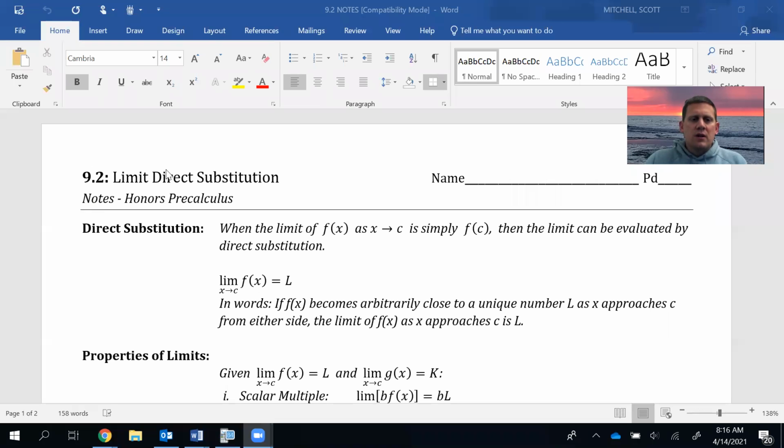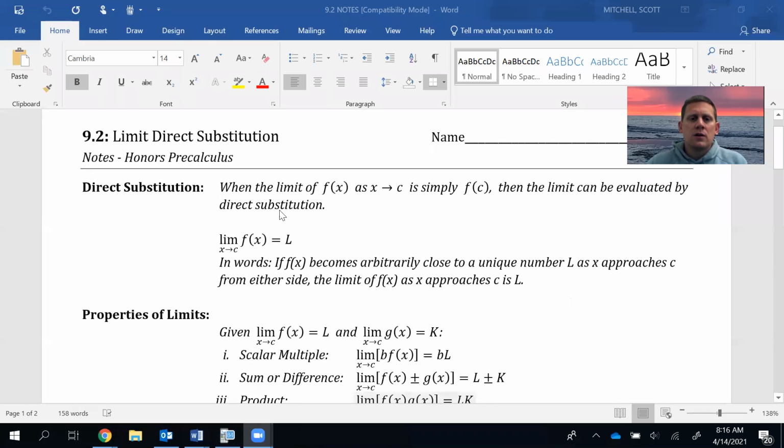Today we're going to take a look at one technique of calculating a limit. So let's get started. So we're talking about direct substitution. This is the easiest of all methods of finding limits. So basically, we're just going to directly substitute the number in. So remember how to read a limit. We're taking the limit of f of x as x approaches c, and then your answer is L.